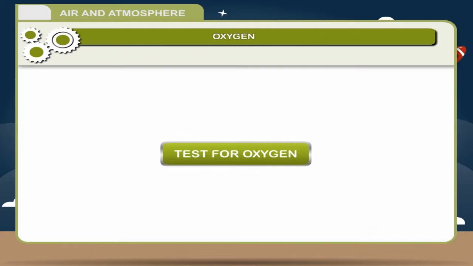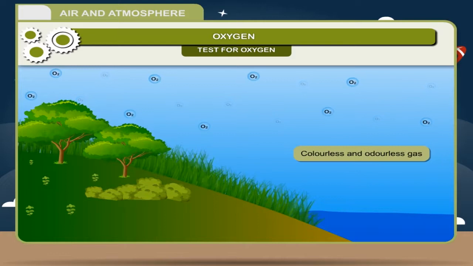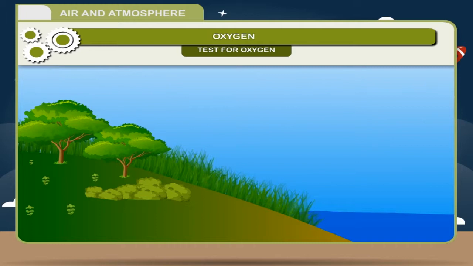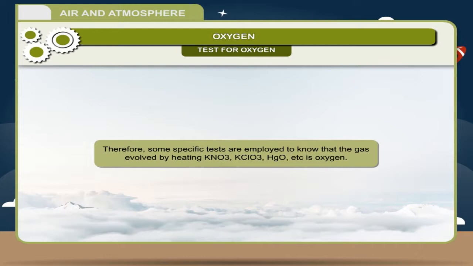Test for oxygen. Oxygen is a colorless and odorless gas, but this property of oxygen cannot be used as a test for oxygen. This is because nitrogen and carbon dioxide, which are also present in the air, are colorless and odorless. Therefore, some specific tests are employed to know that the gas evolved by heating KNO3, KClO3, HgO, etc. is oxygen.